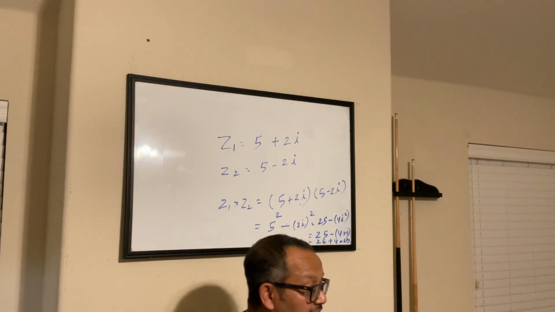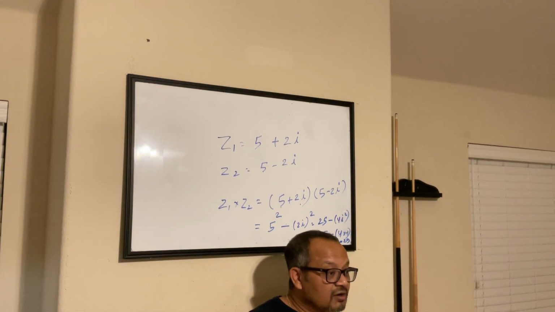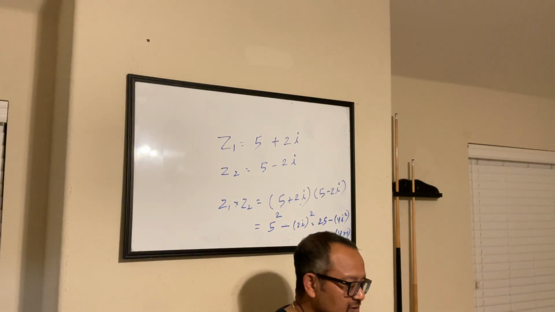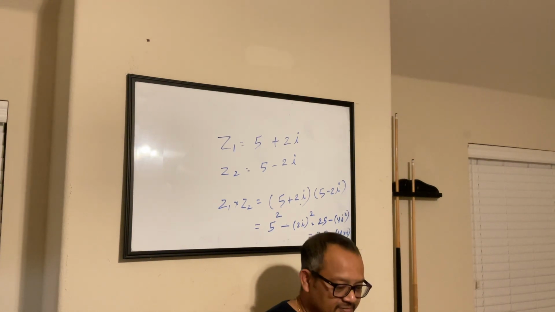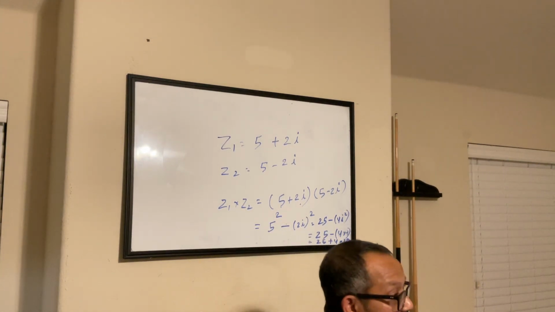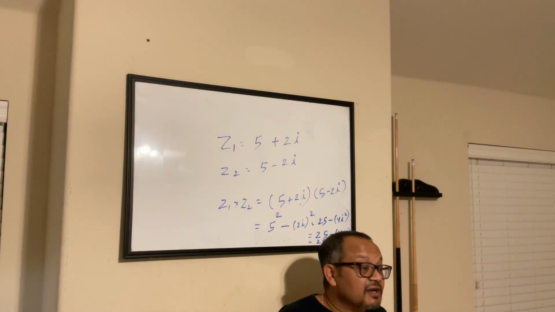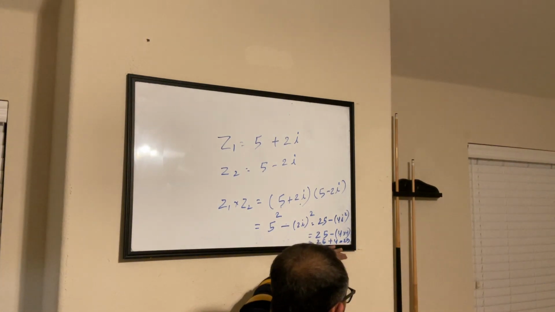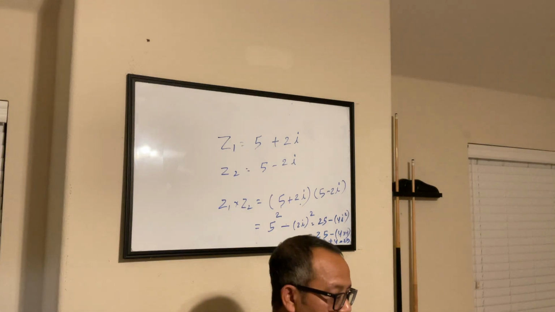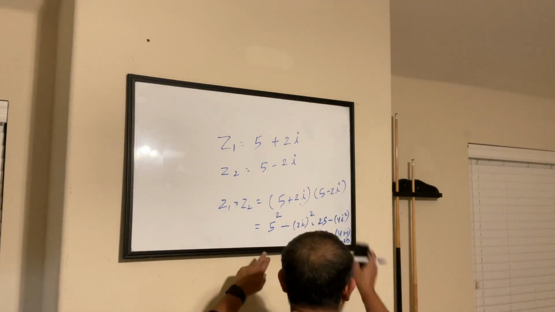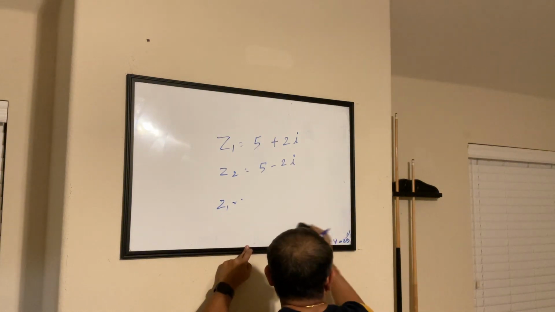So, the takeaway from this is, when you multiply a complex number with its conjugate, you get a positive number. Or when you multiply a complex number with its conjugate, you get a real number. I mean, let me put it that way. Now, there is another advantage of dealing with conjugate.